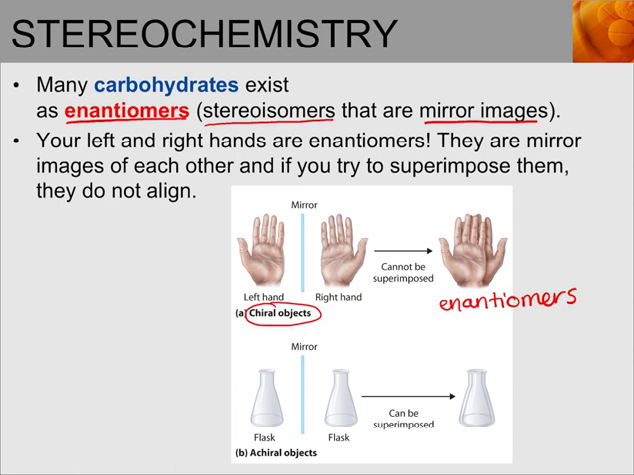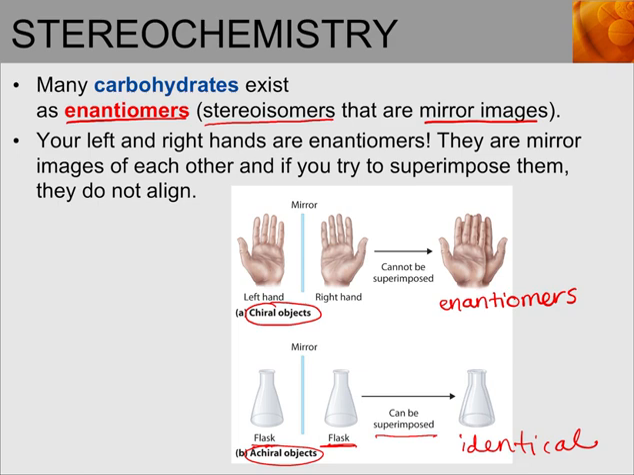Now, down below that, we have another example of two objects that are mirror images of each other. However, in this example, they can be superimposed on each other. So that would tell us that they are identical. So if you have two objects or two compounds that are identical, then we call them achiral objects.